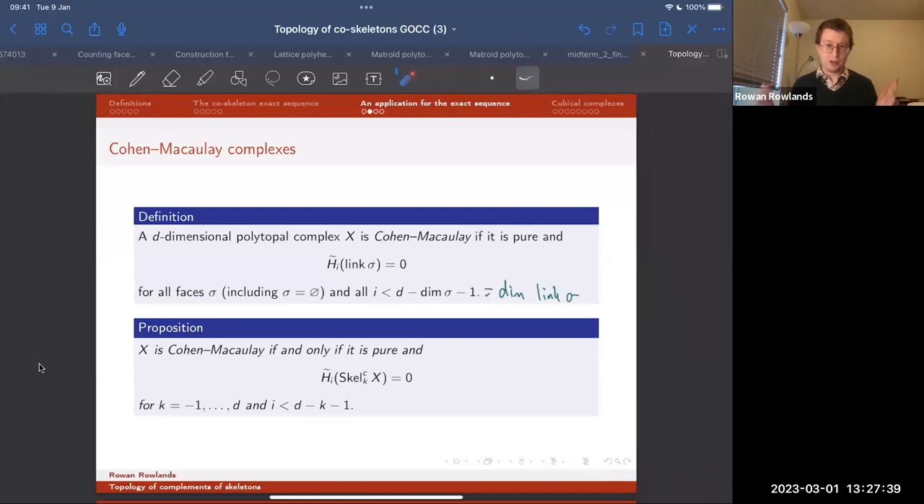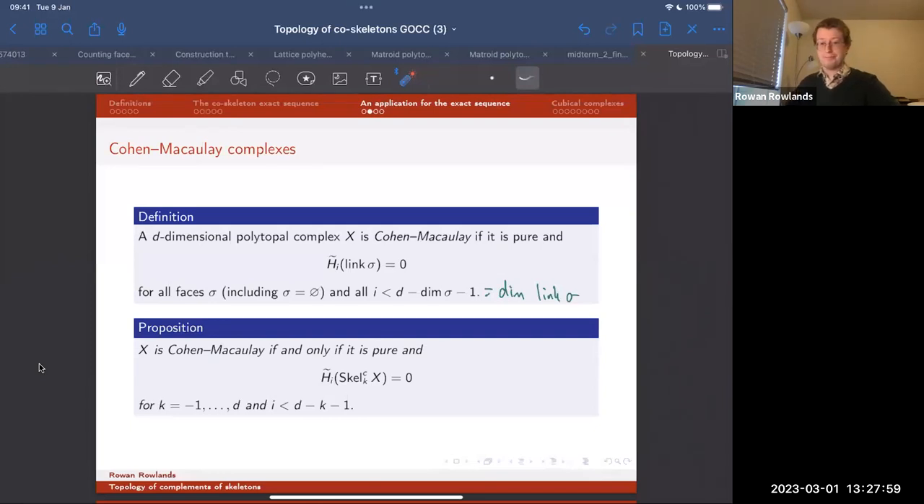So yeah, this Cohen-Macaulayness condition was first considered from the algebra world, but it turns out that there's a much more topological interpretation of it as well, for simplicial complexes at least, and you can also define it for general polytopic complexes too. Just to extend on that, so please, yeah.